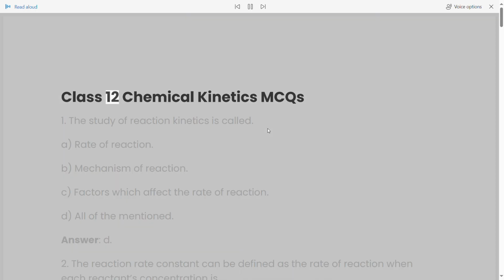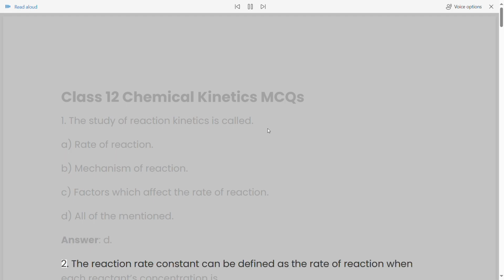Class 12 Chemical Kinetics MCQs. 1. The study of reaction kinetics is called A. Rate of reaction, B. Mechanism of reaction, C. Factors which affect the rate of reaction, D. All of the mentioned. Answer D.